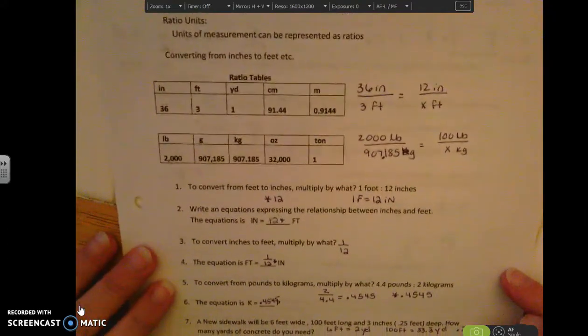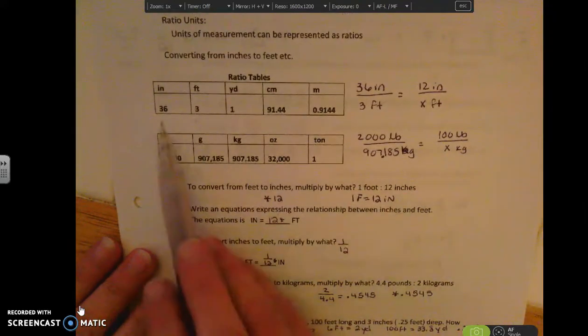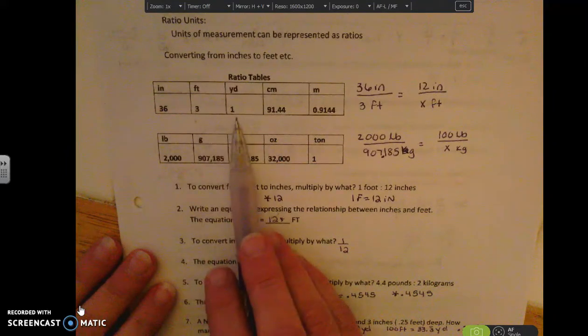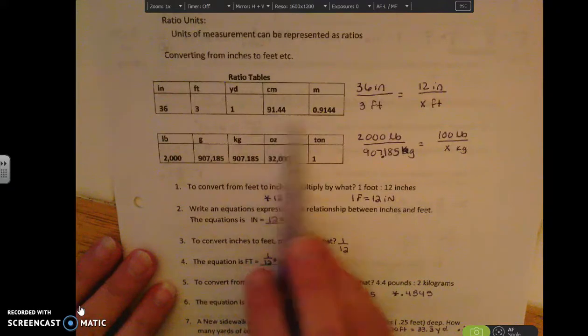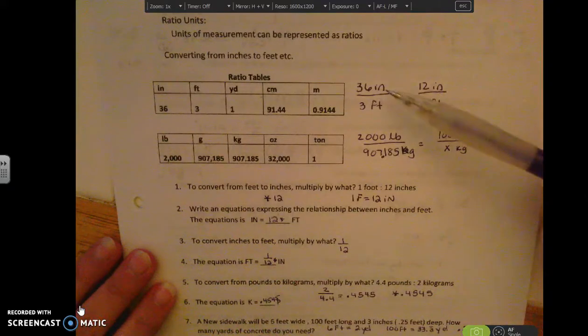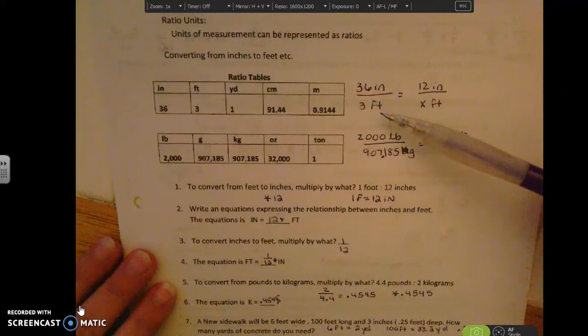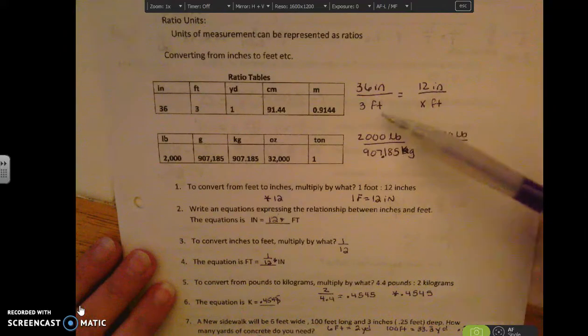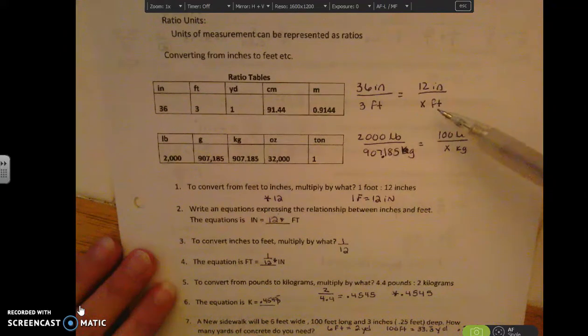So here we have an example of a table where we're talking about converting: inches is 36, the feet would be 3, the yards would be 1, centimeters and meters. So for example, if I had 36 inches over 3 feet and I wanted to know how many feet was 12 inches, then I could set up a proportion or ratio, 12 inches over X feet, and I could cross multiply and find the number of feet.